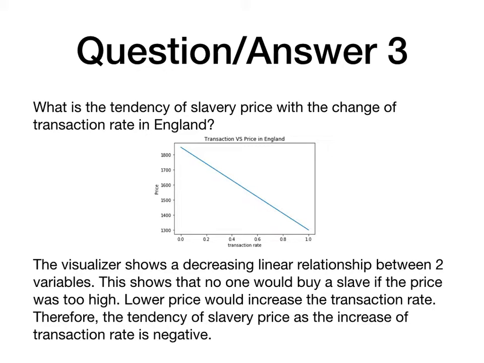This shows that no one would buy a slave if the price was too high. Lower price would increase the transaction rate, and therefore I conclude that the tendency of slavery price as the transaction rate increases is negative.